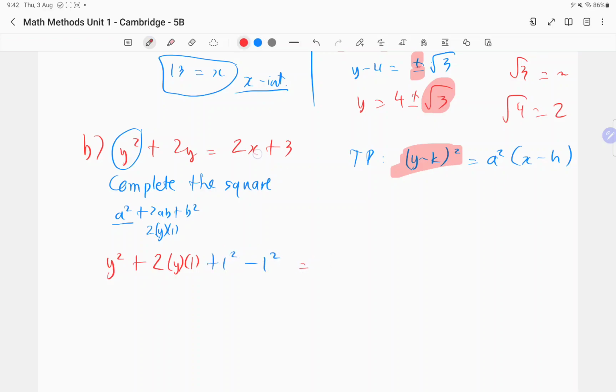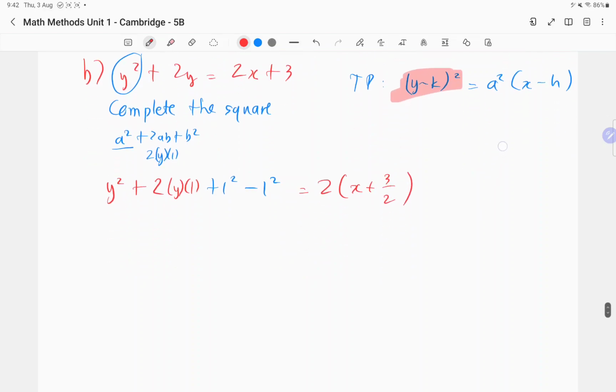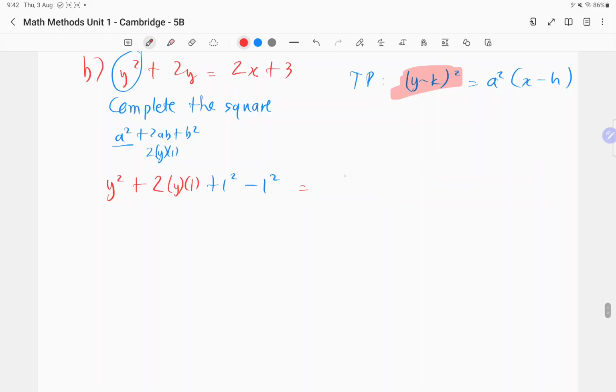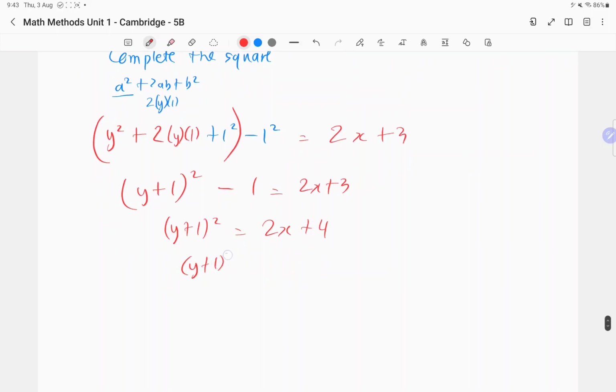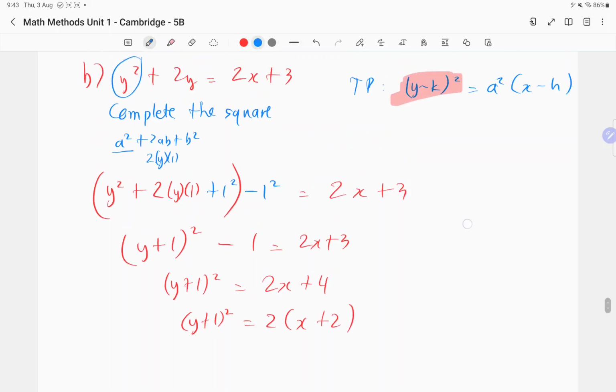And that will equal, now we want 2 on the outside, so 2 times (x plus 3 over 2). Alright, so we're going to take out the 2 first. Actually, I'll leave it be. Okay, now we complete the square on the left hand side. That will be (y plus 1) squared, and then minus 1 equals 2x plus 3. So (y plus 1) squared, bringing the 1 over, that would be plus 1, so that would be 4, so 2x plus 4. And then I take out the coefficient 2, then you would get x plus 2 in here.